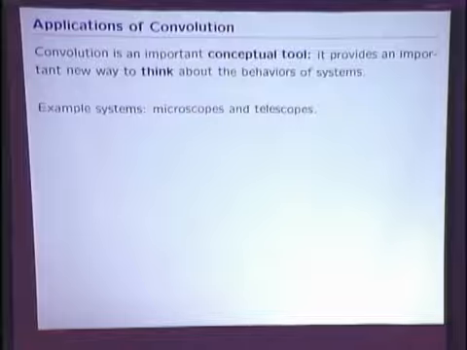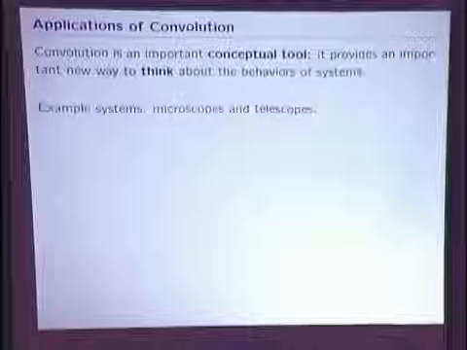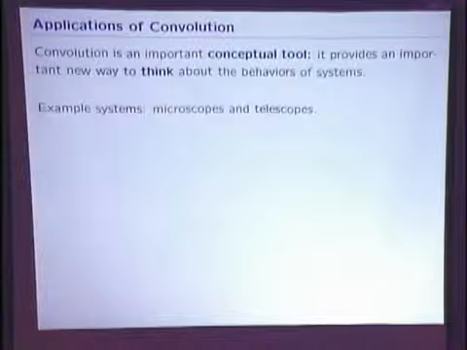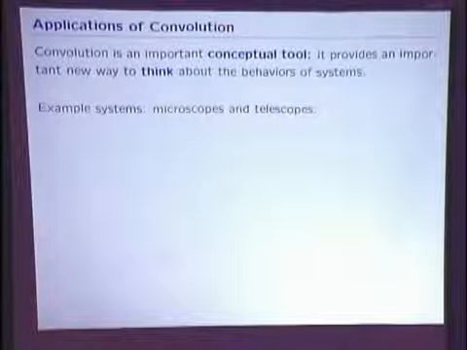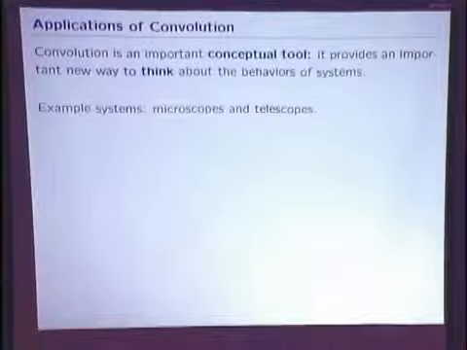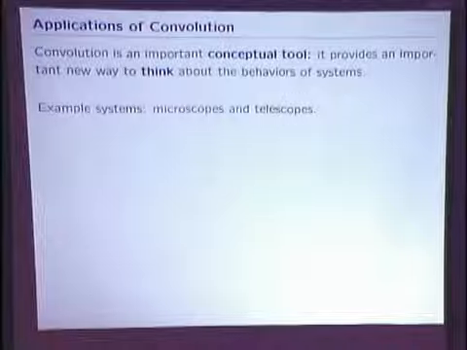The real reason for studying convolution is conceptually. You can think about how a system ought to work by thinking about convolution. And I want to show an example of that by thinking about systems that I'm interested in. I do work on hearing. I do work with microscopes. And we can regard a microscope as an LTI system, a linear time-invariant system. And convolution is a very good way of thinking about such optical systems.